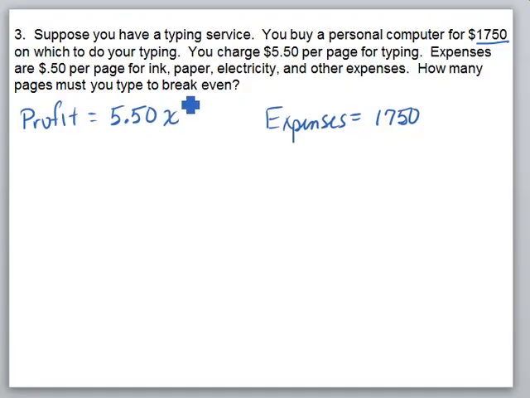We don't know how many pages we're creating. Expenses are 50 cents per page. So in addition to buying this computer, I have 50 cents that it costs me per page for the ink, paper, electricity, and other expenses. We want to know how many pages we're going to have to type to break even. Break even is when your profit and your expenses equal each other. So we're just going to set these equal to each other.